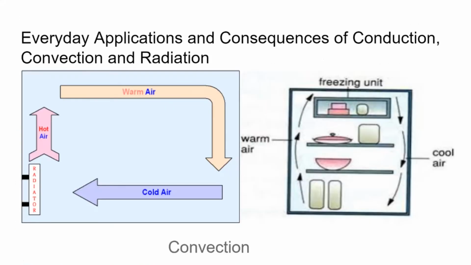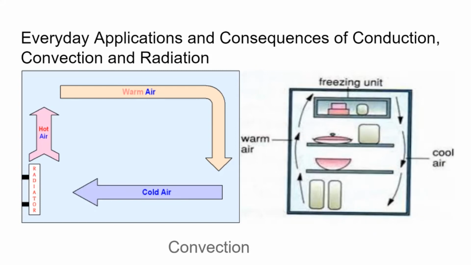Everyday applications and consequences of conduction, convection, and radiation. On the leftmost picture, we see a radiator. What it does is heat up the air and make it go upwards. It becomes less dense, like in convection, and it goes down again. It creates a convection current.